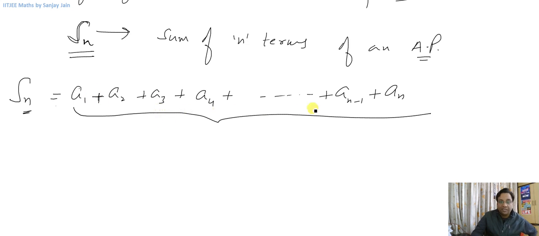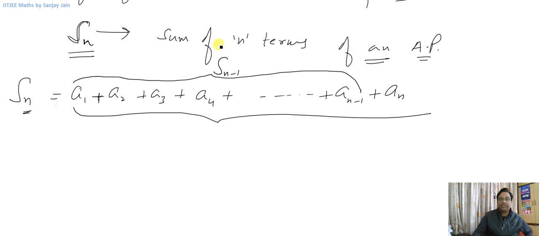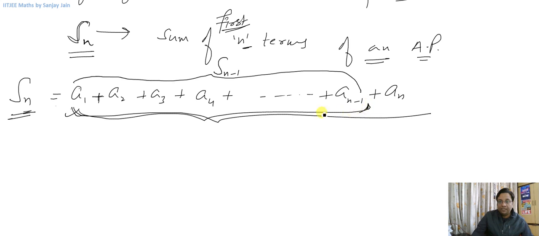This is very simple. So if this is Sn, what can you say about these terms up to a(n minus 1)? This will be sum of n minus 1 terms of an AP, right? So obviously we are talking about sum of first n terms of an AP, right? Beginning from the first term going up to nth term, when we take the sum, it is Sn. Beginning from the first term, when I go up to (n minus 1)th term, then the sum of these n minus 1 terms is S(n minus 1), right?